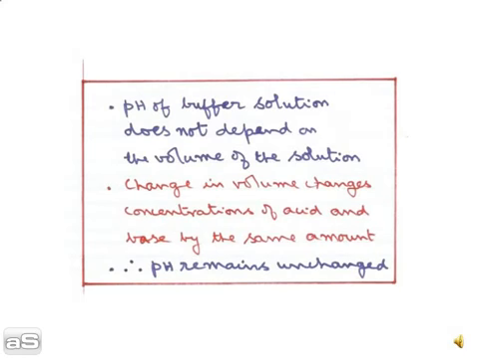Now there are few more points which are very important to know in connection with the buffer. The pH of buffer solution does not depend on the volume of the solution. This is very important to be noted. This is because the change in volume changes the concentrations of the acid and the base by the same amount. Now since the concentrations of acid and base change by the same amount, the pH remains unchanged.